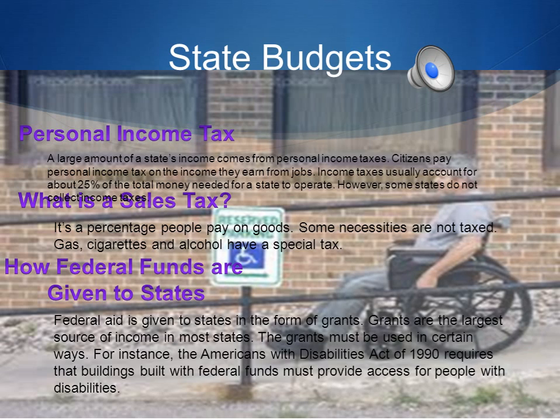Let's see. There's also the Americans with Disabilities Act of 1990, which requires that buildings that are built with federal funds provide access for people with disabilities. So you'll notice a lot of public buildings have ramps, things like that.